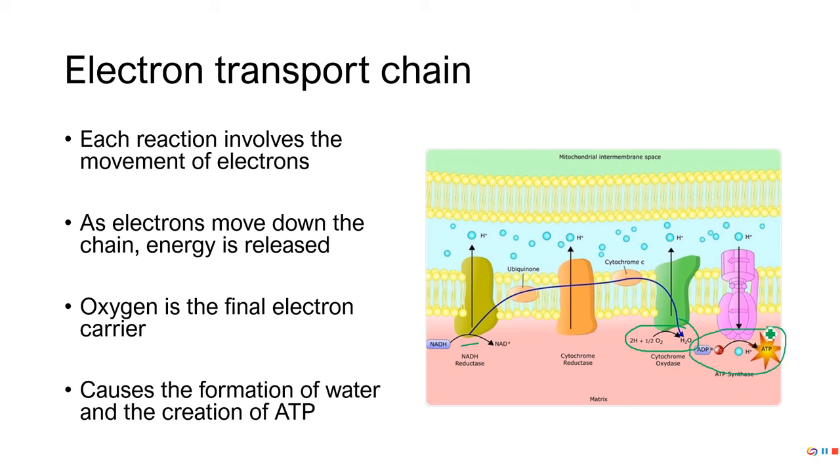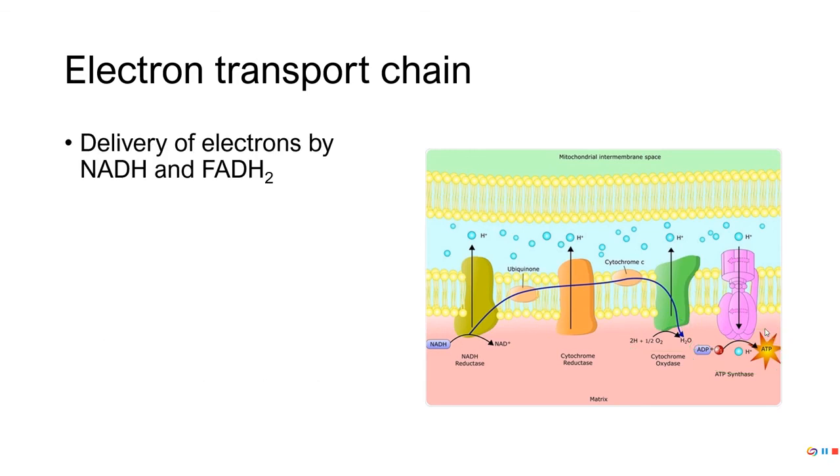Okay? So, kind of the same way to look at this is that we're delivering electrons by NADH and FADH2. And NADH and FADH2 come from glycolysis and Krebs. And so what they do is they transfer electrons at the beginning. And so this actually causes them to turn into NAD and FAD. Okay, and so we see in this picture here, we've got NADH that's now NAD.